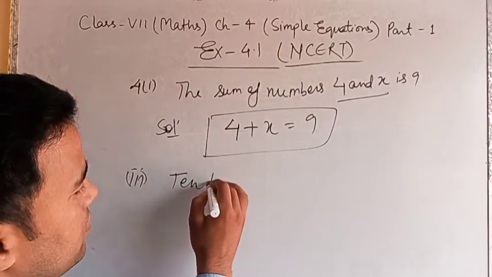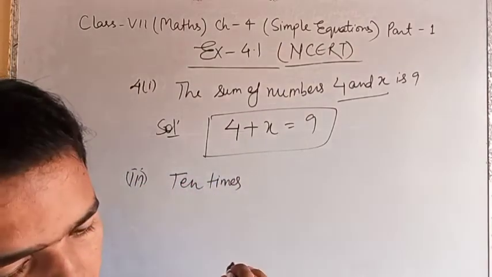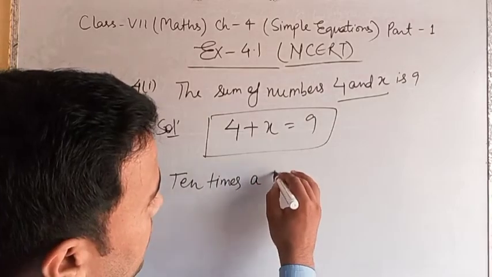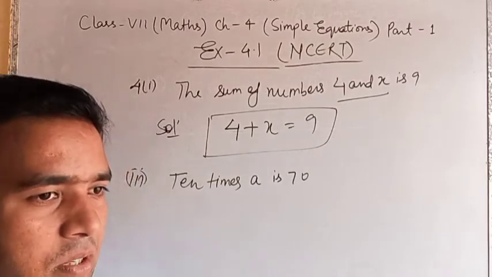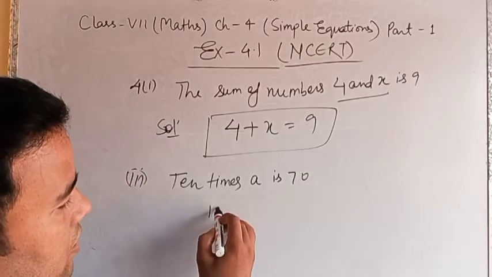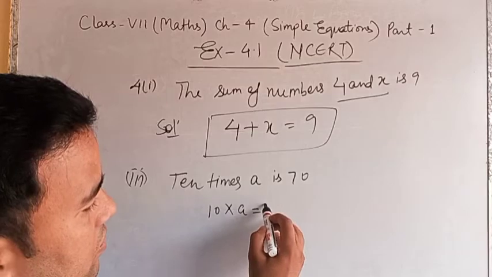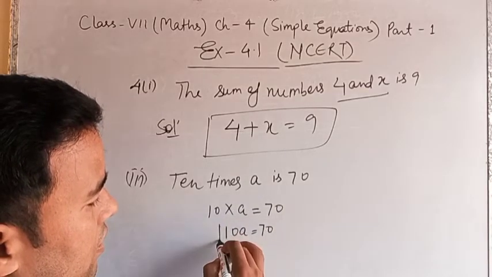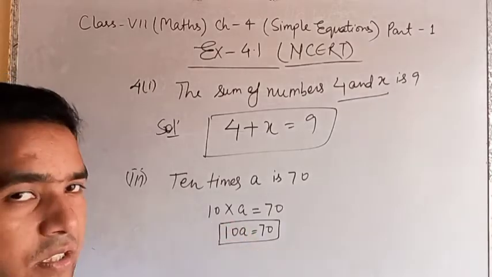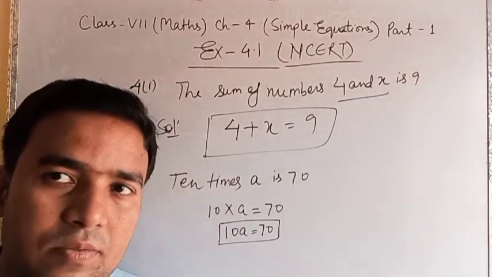10 times a is 70. Times means multiply. In mathematics, times means multiply. 10 into a, "is" means equal to 70. 10a equal to 70. It is the answer.